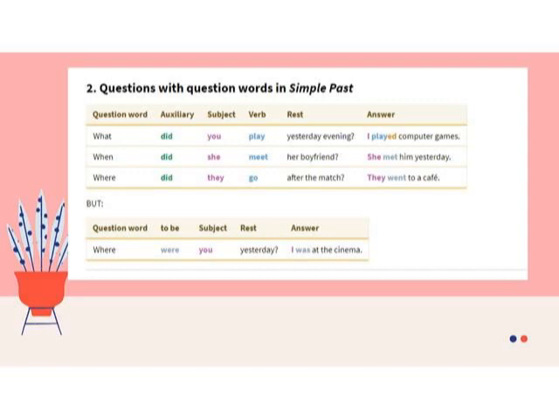While for questions using WH questions, the answer could be a positive sentence or a negative sentence. The question starts with what, when, where, or who, followed by the auxiliary verb did, and then subject, and then verb 1. For example, what did you play yesterday evening? You can answer with I played computer games.